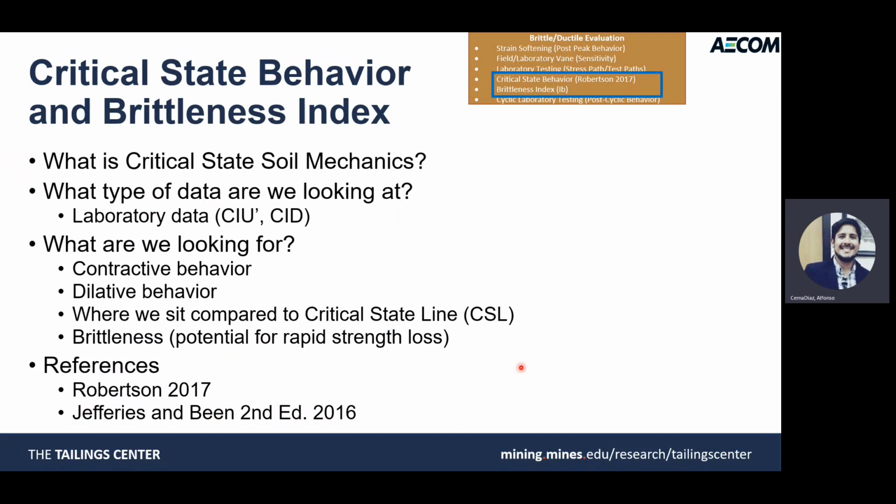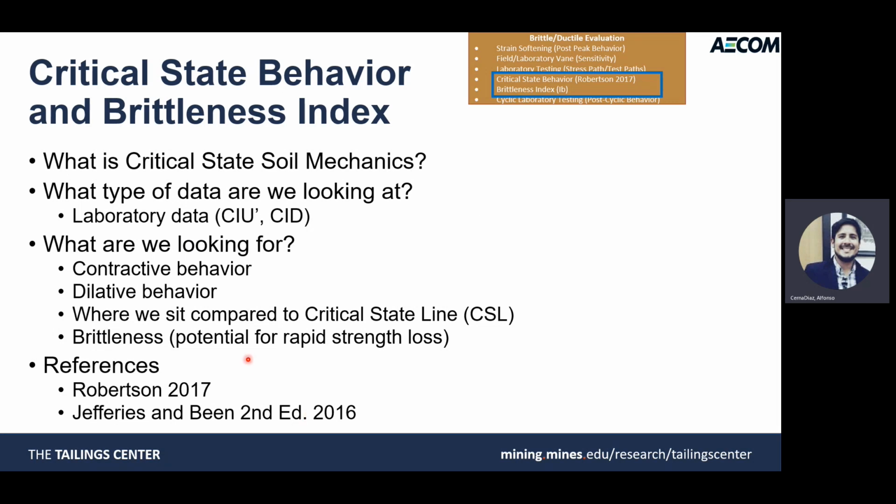Now, once we have all our database from our tailings, we want to reduce the data in terms of critical state behavior and brittleness index. For that, we typically use our knowledge in critical state soil mechanics to reduce the information we have from triaxial testing. We look at CIU and CID tests to come up with our critical state line. Based on that, we can judge if specific tests are contractive or dilative, and that's basically depending on how the initial void ratio or the state parameter, as defined by Jefferies and Been, sit with the critical state line for a specific tailings material. And based on that state parameter, you can also tie this to the brittleness index and look at the potential for rapid stress loss.